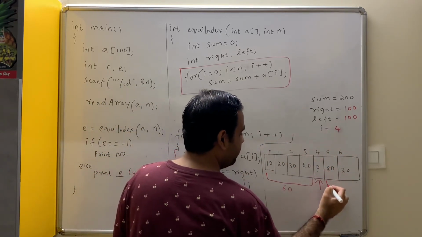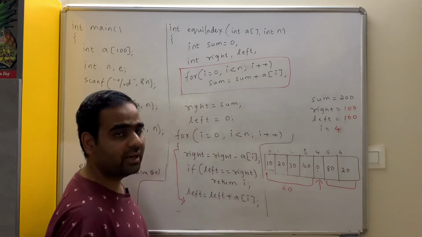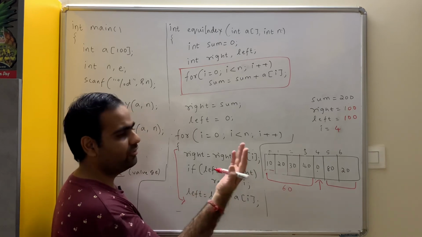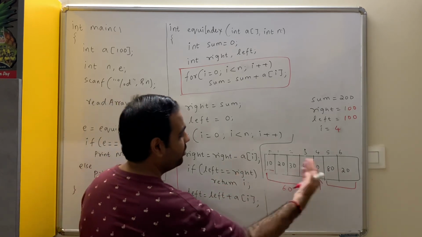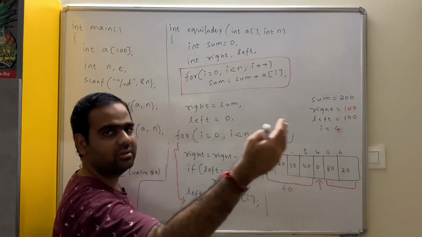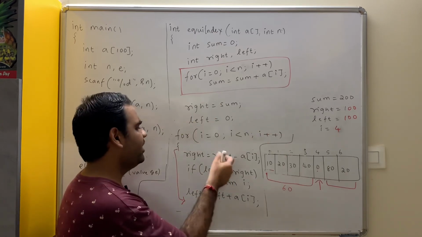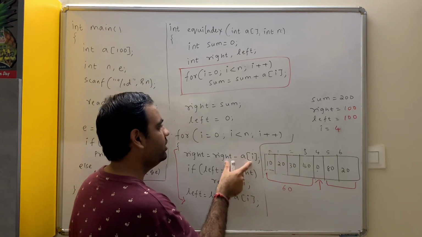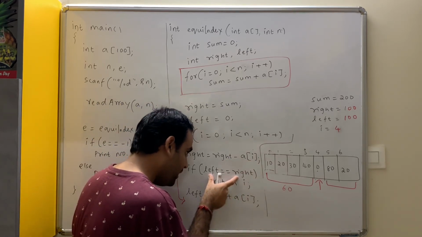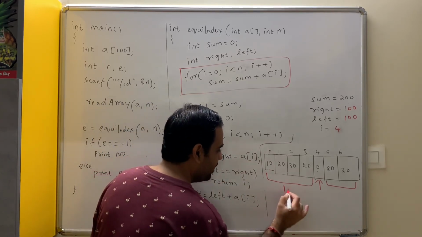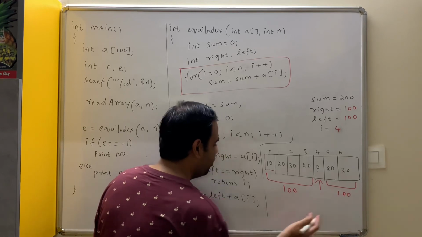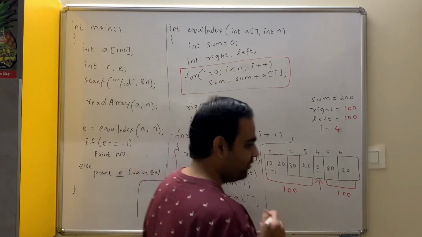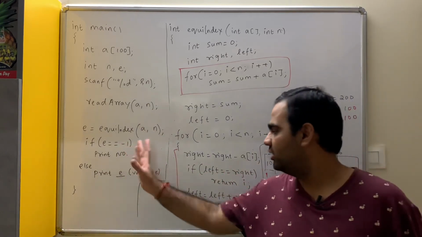Now you need the RHS sum. And how do you get the RHS sum? Right minus a of I. Already I said it, because it's a kind of cumulative frequency, and from the sum you are subtracting this and that, you will get it. Now what is the value of right? 100. A of 4 is 0. 100 minus 0 is 100. At this point, the left sum is 100 and the right sum is also 100. 100 equals 100. Yes. Return I. The value of I is 4, so it returns 4.